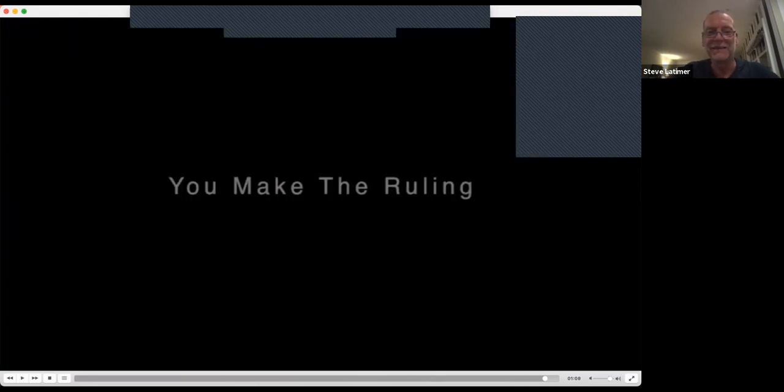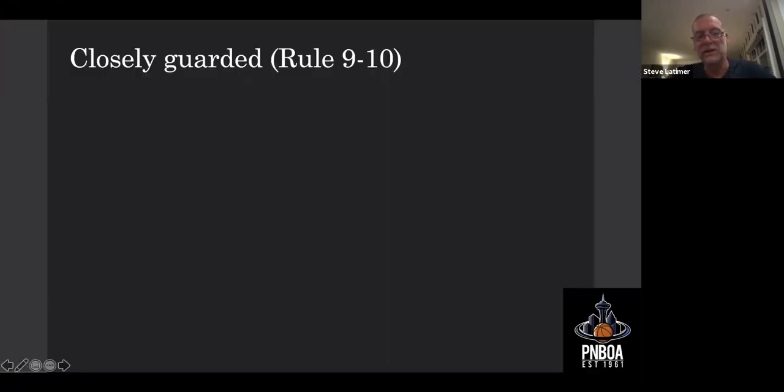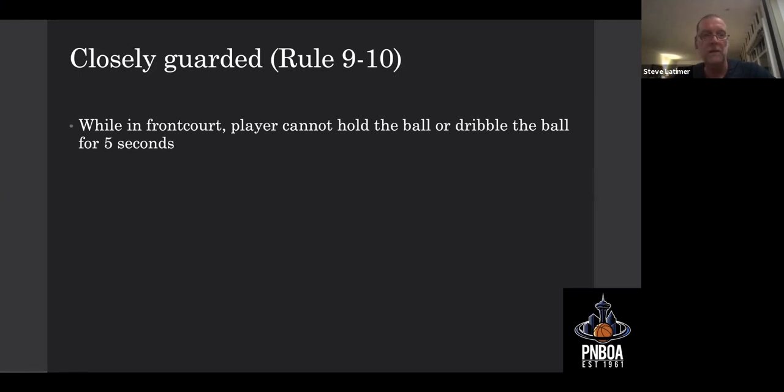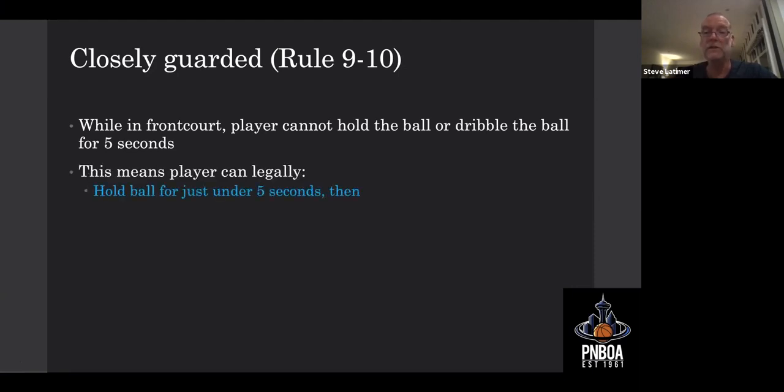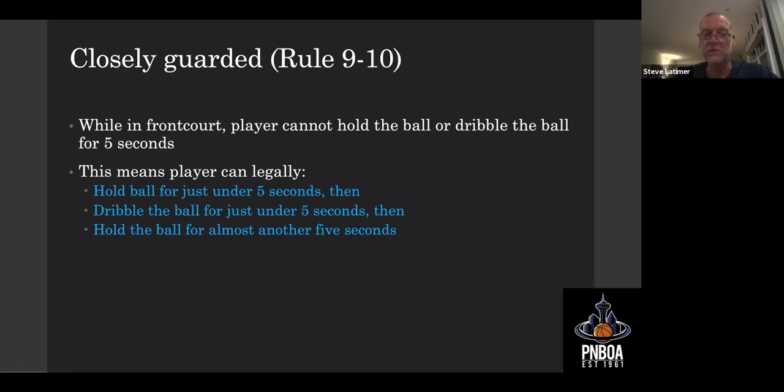All right, I think I got one more. Closely guarded, rule 9-10. So while in the front court, a player can't hold the ball or dribble the ball for 5 seconds. So what does that mean? So the player can legally hold the ball for just under 5 seconds, then dribble the ball for just under 5 seconds, then hold the ball for almost another 5 seconds.